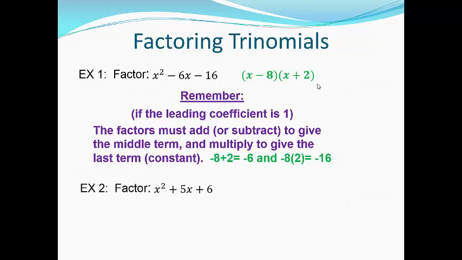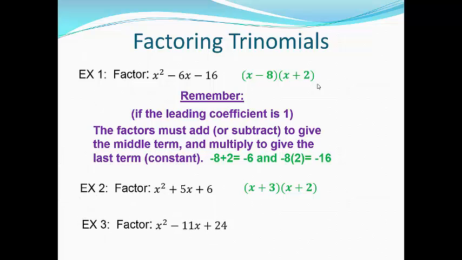And there's our nice reminder. If the leading coefficient is 1, we're going to add or subtract to get the middle term, the b value, and multiply to give us the last term, which is our constant. All right, so number 2, we're going to try to factor that. Two numbers that multiply to get 6 and add to get 5. So our factors of 6 are 1 and 6, or 2 and 3. And then plus 3 plus 2 will give us the plus 5 that we need. If you distribute that, you can always check to see if it works back to the original.